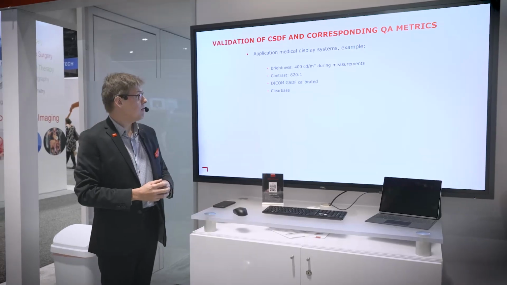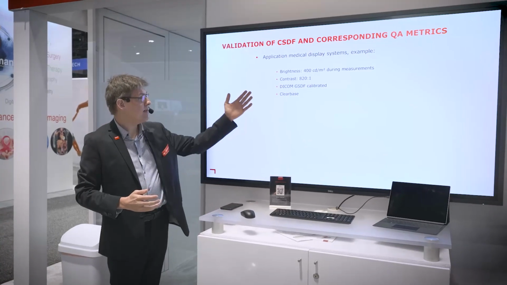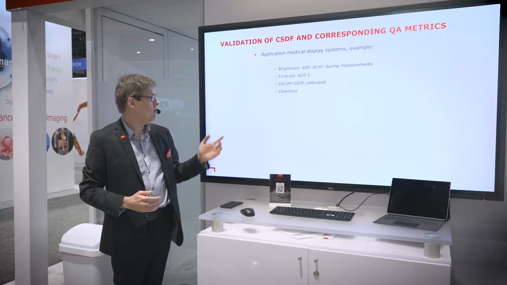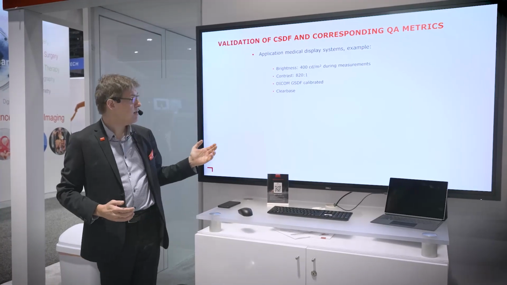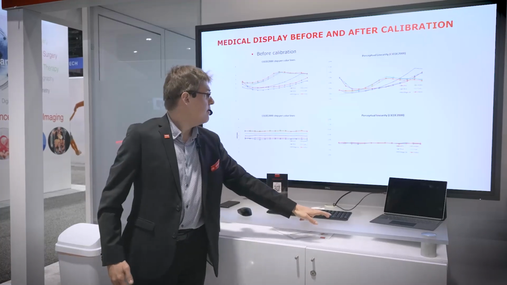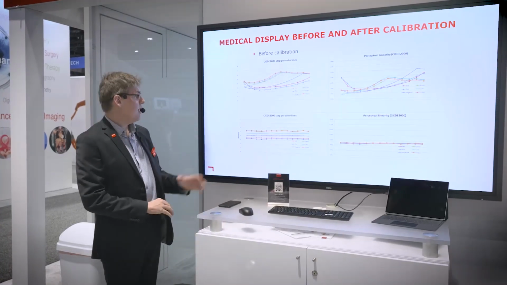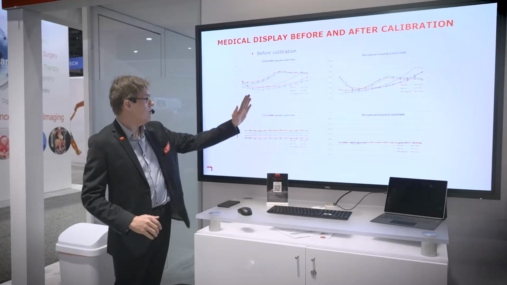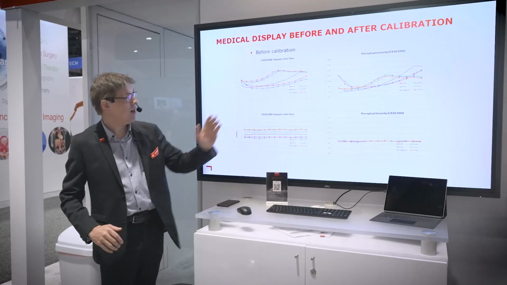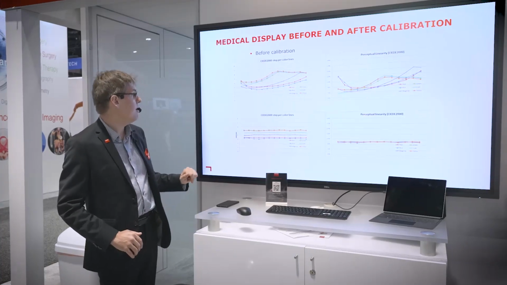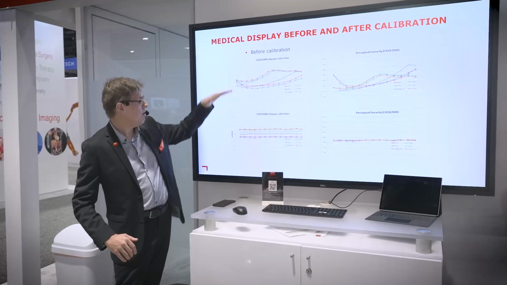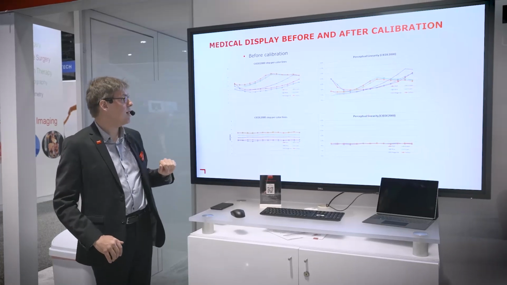Let's make it a little bit practical. So if you have, for example, a display system for 100 candela per square meter, a typical contrast radiology display, which is GSDF calibrated, and you apply CSDF calibration, then something like this happens. So top part is before calibration and bottom part is after calibration.